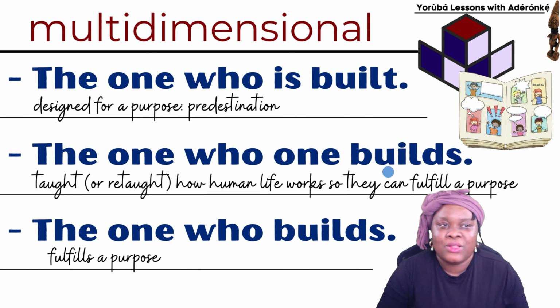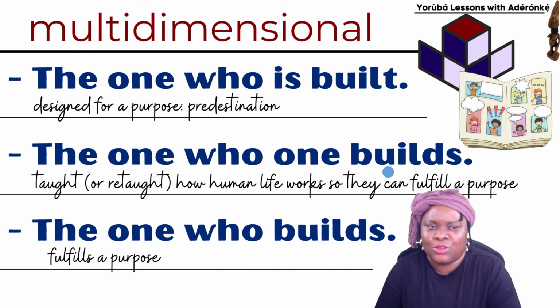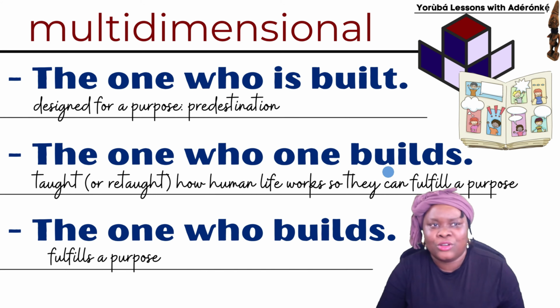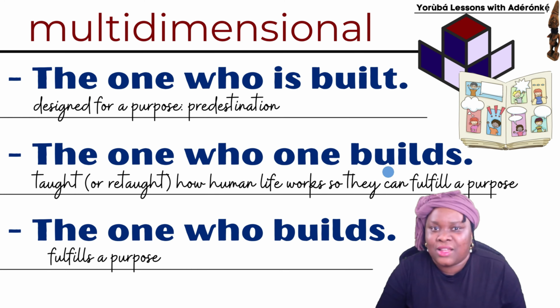So whether the parents decide that the child would not be a sculptor, they are going to become a diviner, or they are going to become a healer, and that's what they're going to be good at. Whether they decide that, or they pay attention to what had been said, if they had asked for some guidance, whatever it is, in this stage they are taught or rethought how human life works so they can fulfill a purpose, whether it's what they've been created for or not. So they are taught or rethought how human life works.